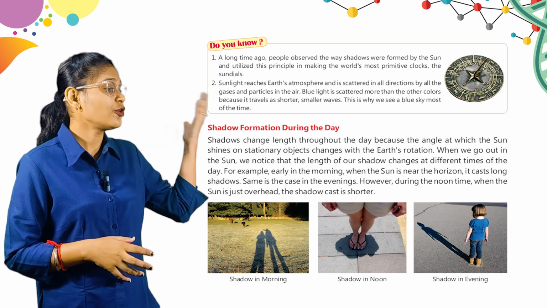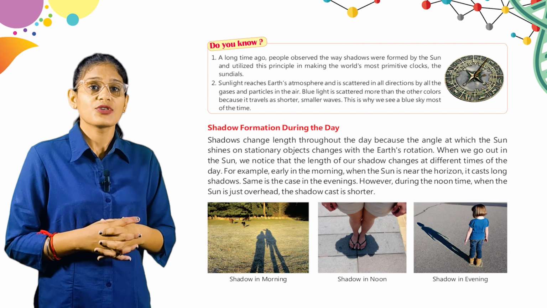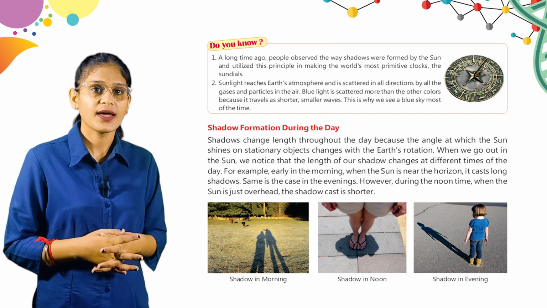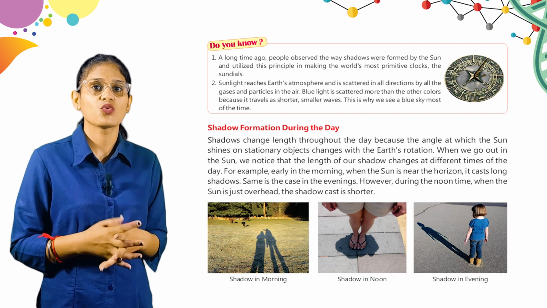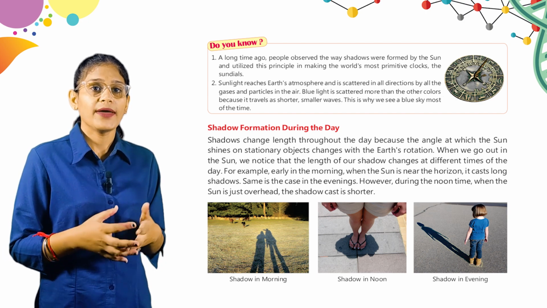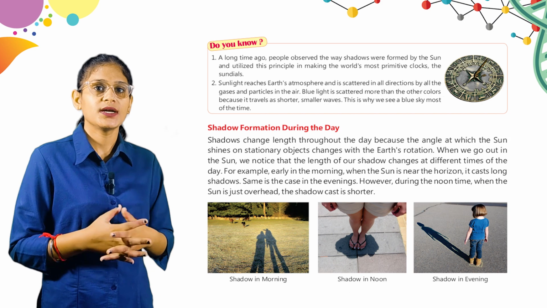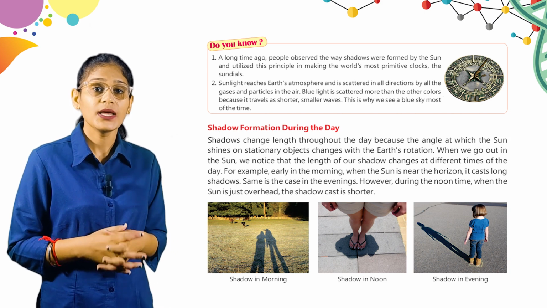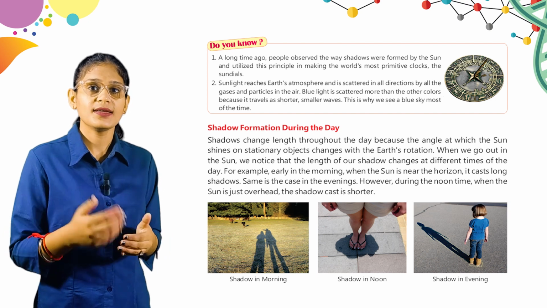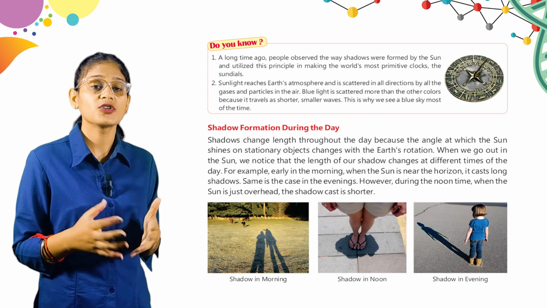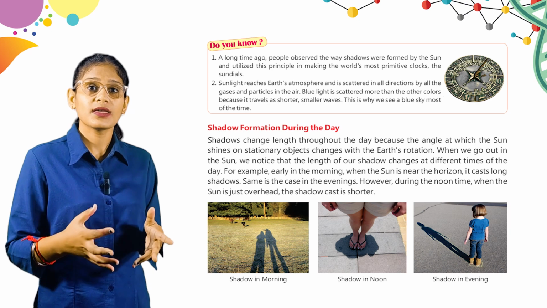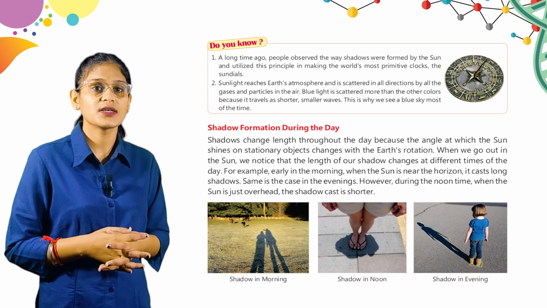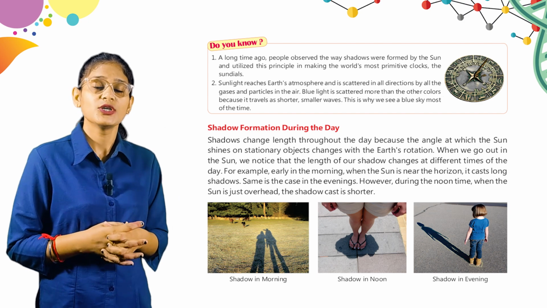Now, shadow formation during the day. Shadows change length throughout the day because the angle at which the sun shines on stationary objects changes with the Earth's rotation. When we go out in the sun, we notice that the length of our shadow changes at different times of the day. For example, early in the morning, when the sun is near the horizon, it casts long shadows. Same is the case in the evenings. However, during the noon time, when the sun is just overhead, the shadow cast is shorter.